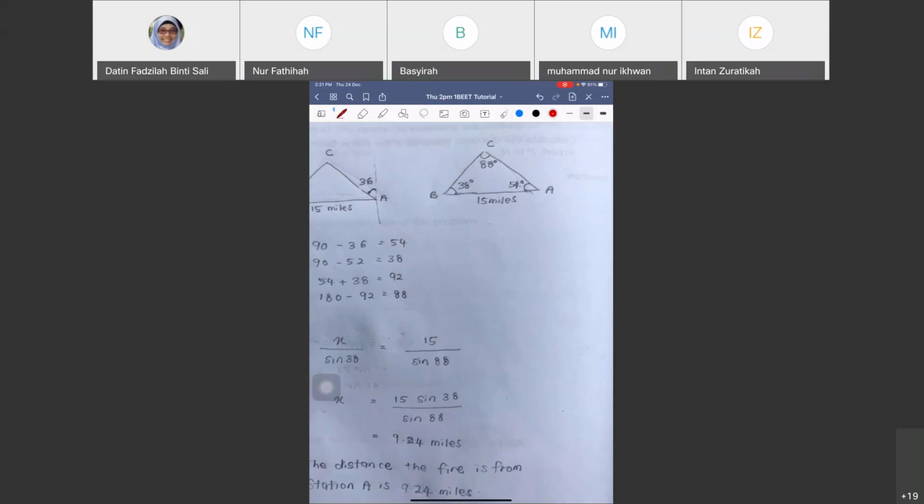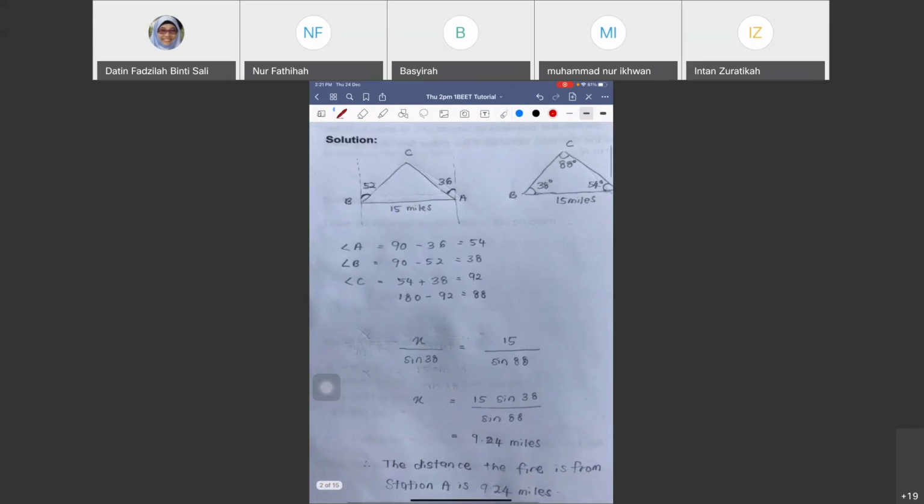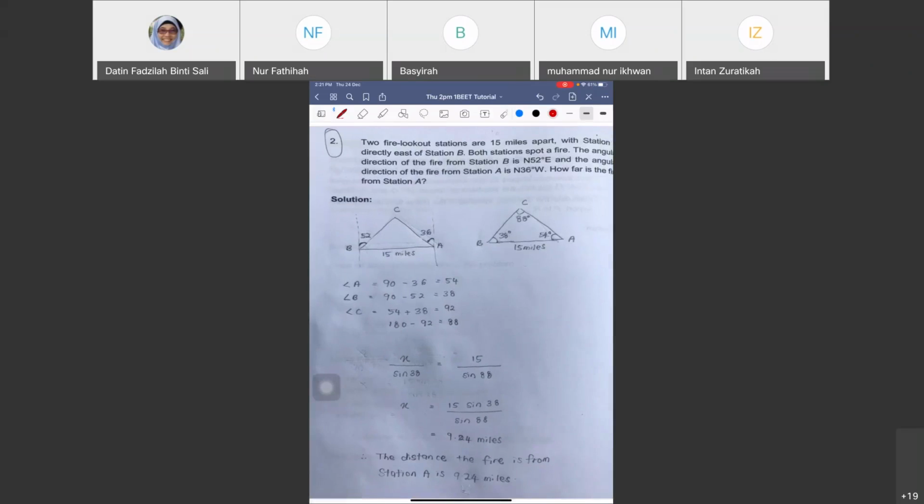All right, so let's look at the diagram here. Station A is directly east of station B. So that means A is here, B is here. And then it mentioned these two stations are 15 miles apart. So that means the distance from A to B, or B to A, is 15 miles.